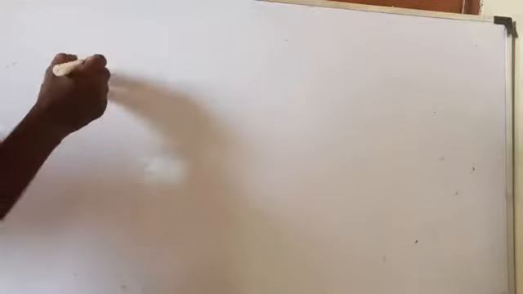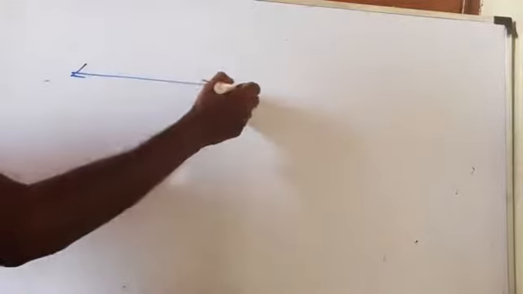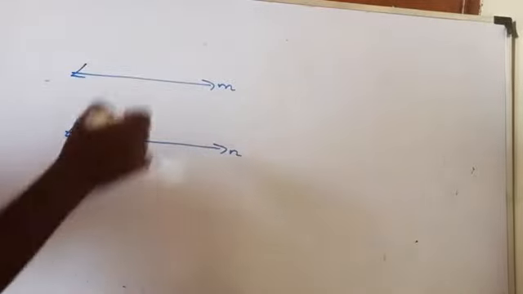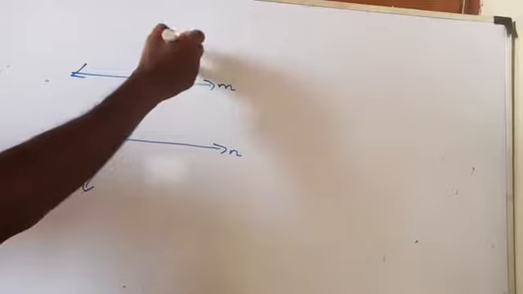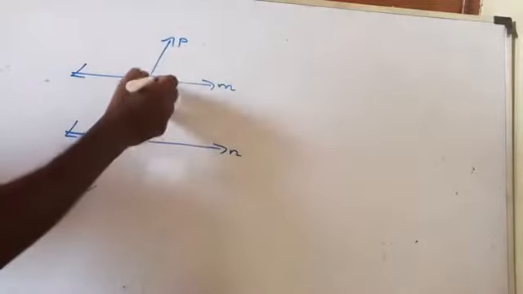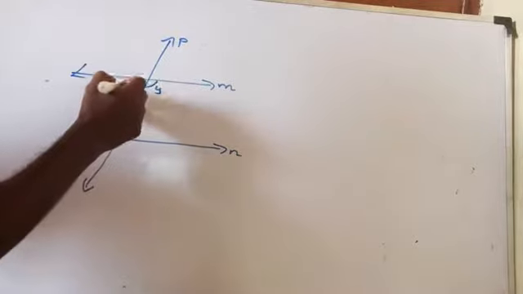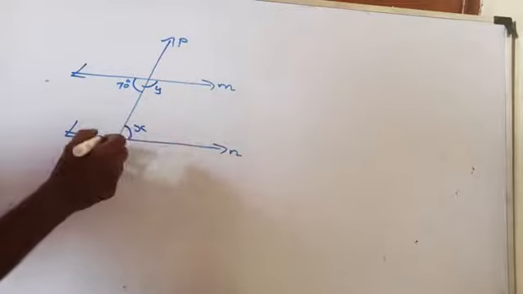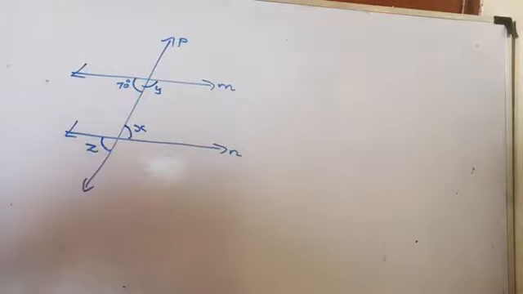Find the values of x, y and z. The line M is parallel to N, intersected by a transversal P. It is given that y is 70 degrees, and then there is x, then z. You have to find the unknown values of x, y and z. How will you start?